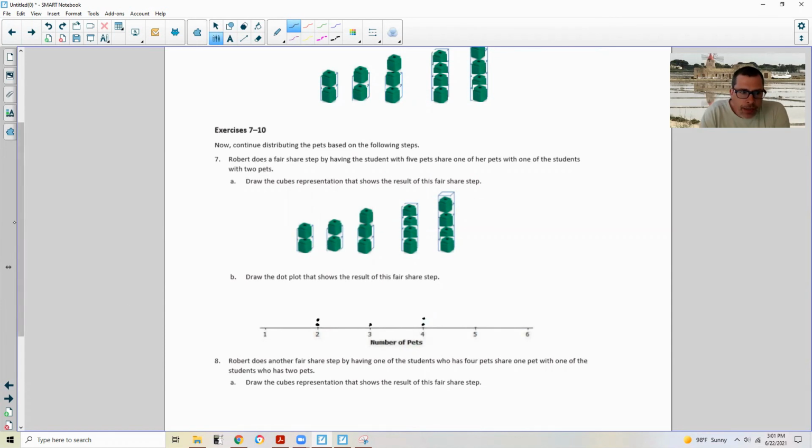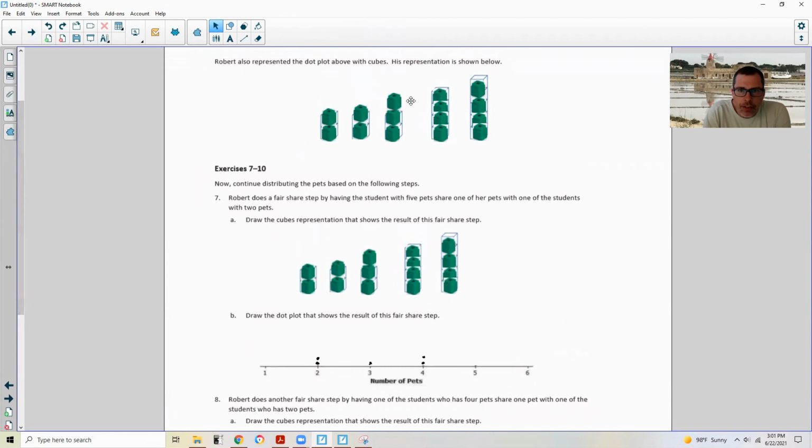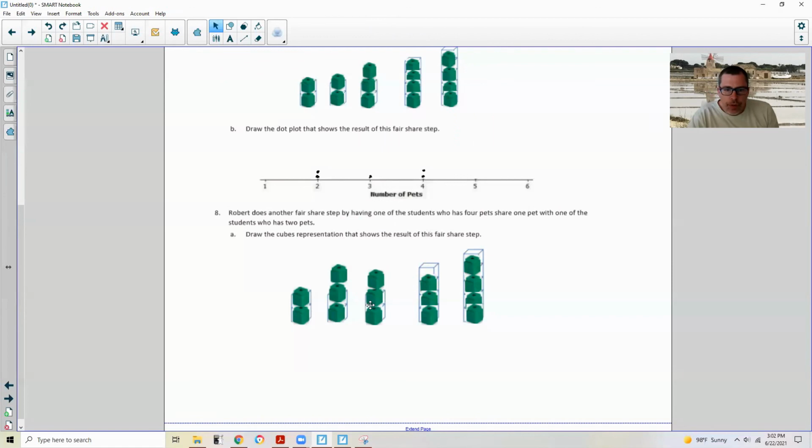Okay. Now 8 says Robert does another fair share step by having one of the students who has 4 pets share with one of the students who has 2 pets. Draw the cubes representation that shows the result of this fair share step. So what's going to happen here is I'm going to take 4 from, go back up to my original here, take one of the 4 and give it to one of the 2, and I'll put it here so that it's increasing in numbers. So now we have 4 3 3 3 2. So this is what that would look like. Okay, so here's the cube representation: 2 3 3 3 4.